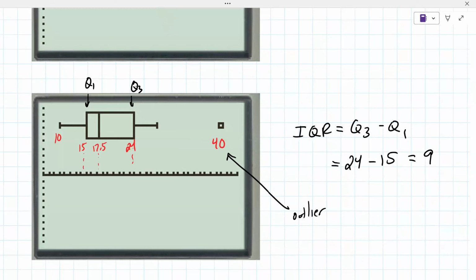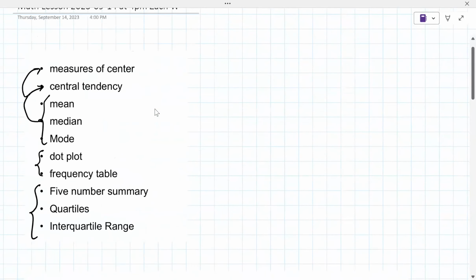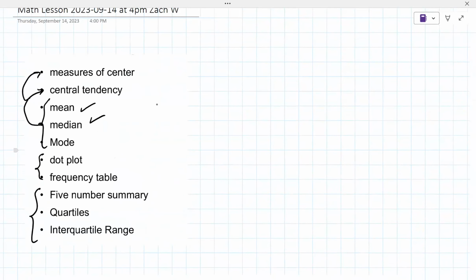So let's talk about some other things that the calculator can do. In terms of what we have not done for this problem, we were able to do the mean, the median, five number summary, quartiles, and interquartile range. We were not able to do the dot plot or the frequency table. So let's talk about those next.